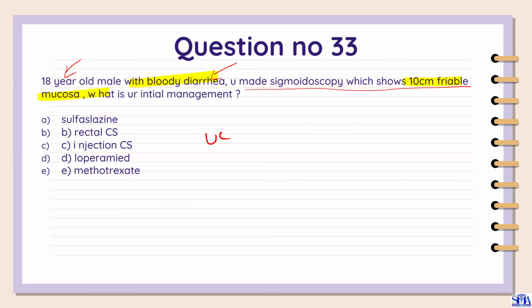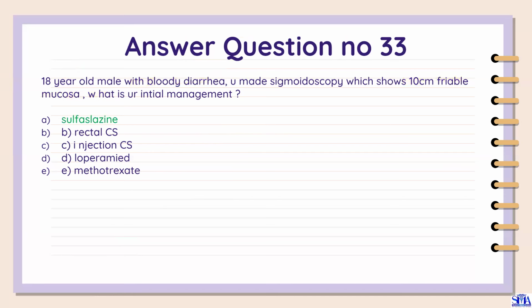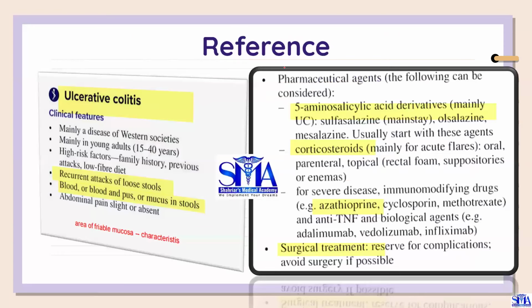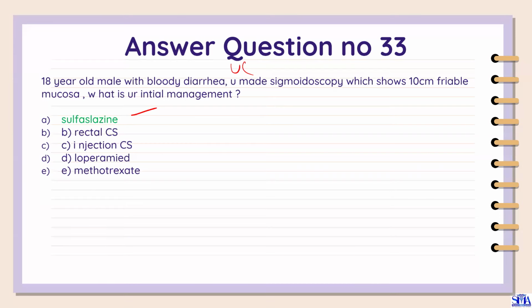Practice-based questions are fewer; AMC-based questions are more here. So here is the thing: this question's answer is sulfasalazine. The diagnosis is ulcerative colitis. Ulcerative colitis and sulfasalazine, if you remember. And a special line which is not mentioned in John Moore, but I took it from some of the other slides which I have shown: area of friable mucosa. Diagnosis, ulcerative colitis. Treatment, sulfasalazine.